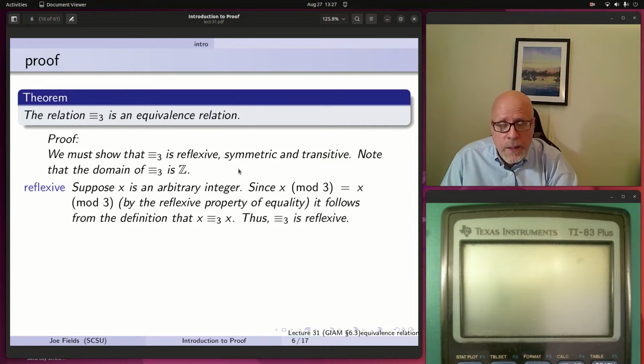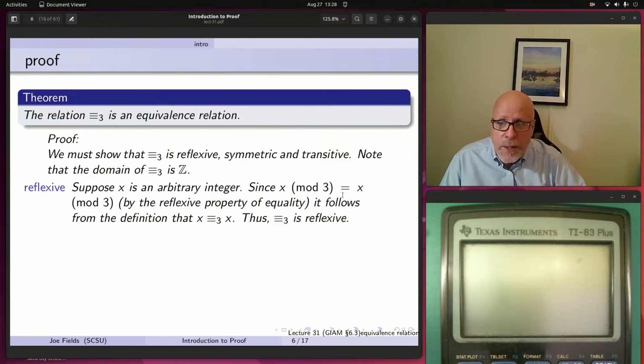A proof like this is almost always just going to be an itemized list, and I like to label my items with the actual property name. So we'll have an item called reflexive. What are we doing in there? Well, first we suppose we've got a single universally quantified variable, so suppose we have a single arbitrary integer, calling it x.